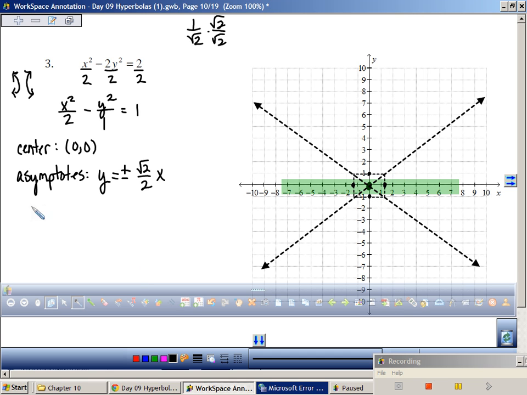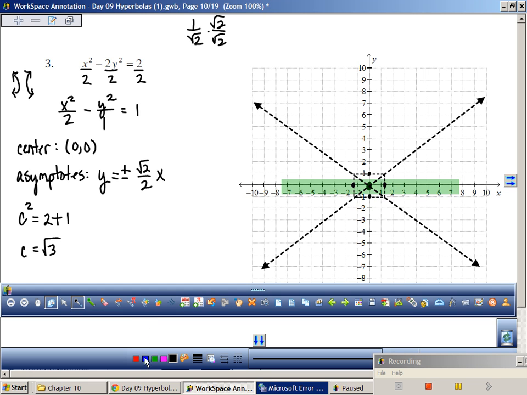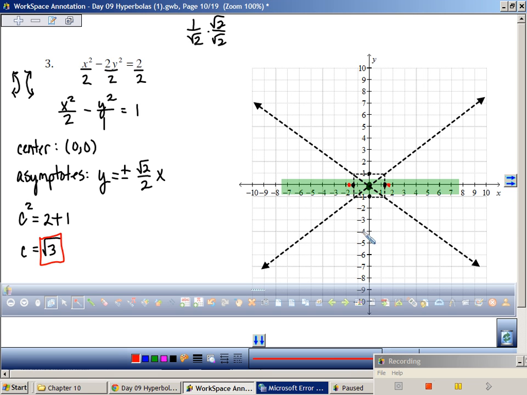All right, so what do I need next? The foci. How do I find the foci? C squared equals A squared plus B squared. We already have A squared and B squared. They're 2 and 1, right? So 2 plus 1, or C equals the square root of 3. That makes sense, right? If this is square root 2, wouldn't square root 3 be a little bit more? Square root 3 is going to be about there. Make sense?